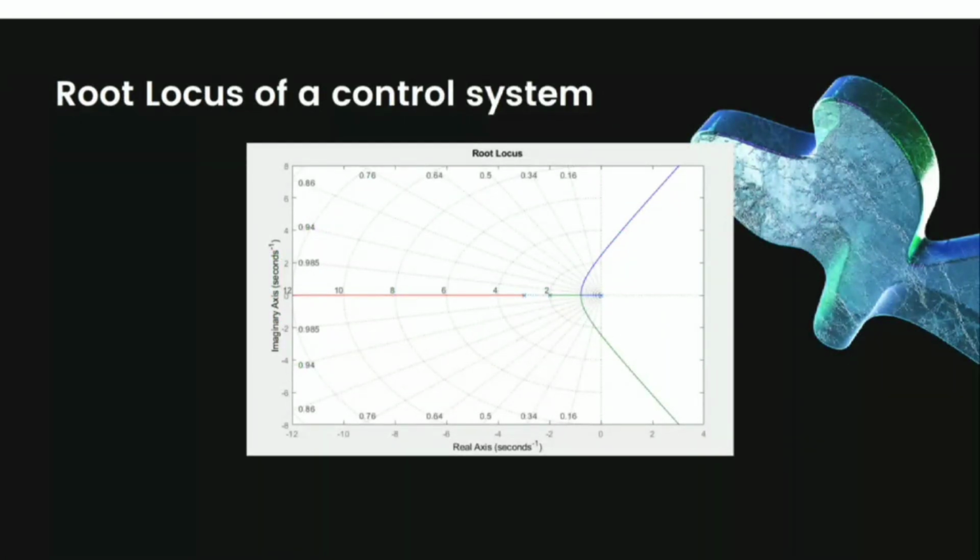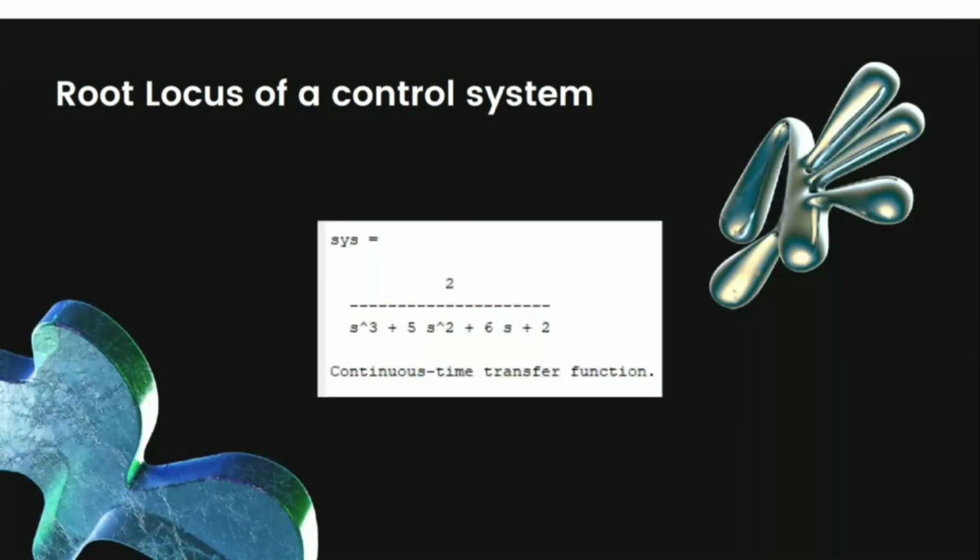This is the complete root locus plot of a control system resulting from the code. And this is a closed loop system.